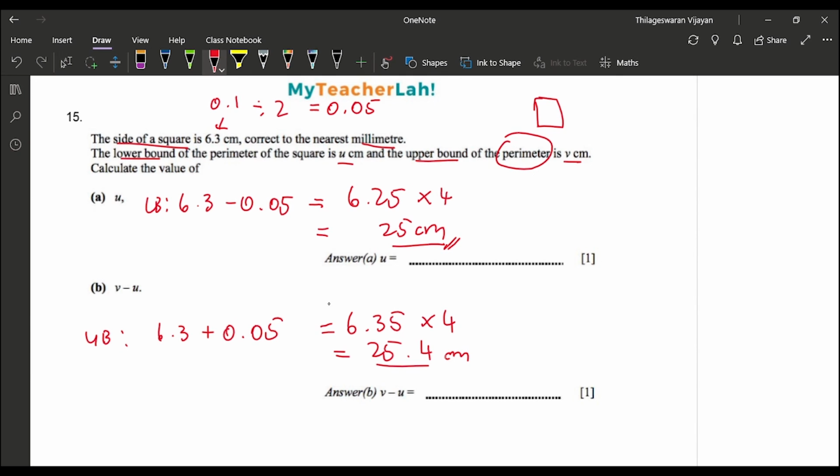Now this is not the final answer because they want the difference between the upper and lower bound. So I'm going to write that in blue color. So take this upper bound minus the lower bound. Okay, so you end up with 0.4. Please remember your units. Because they didn't put a unit here, you just put the unit there. 0.4 centimeter.